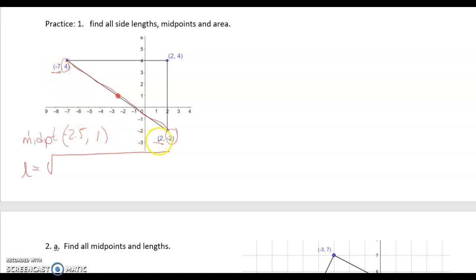So how do you get from -7 to 2? Oh, you have to go up 9. And 9 times 9 is 81. How do you get from 4 down to -2? Well, that's -6. We're going to square it, so we know it's going to be positive. 6 times 6 is 36. So we're at the square root of 117, nothing pretty. And so we look at that and we think, 7, 8, 9, 10, I don't think that is going to factor. So we can just leave it like that.